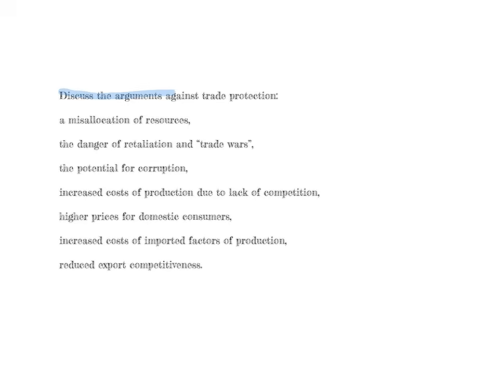So what about the arguments against trade protection? These could also be seen as the arguments for free trade. These are the arguments for having free trade or trade that is not hindered by trade barriers. The first argument is trade protection leads to a misallocation of resources. Whenever governments interfere to not allow the market to operate freely, this leads to inefficiency and misallocation of resources. The second argument is that there's often a danger of retaliation and starting trade wars.